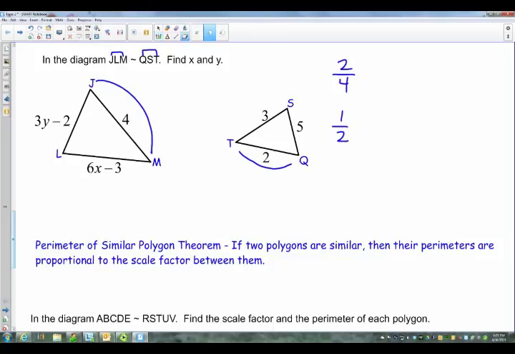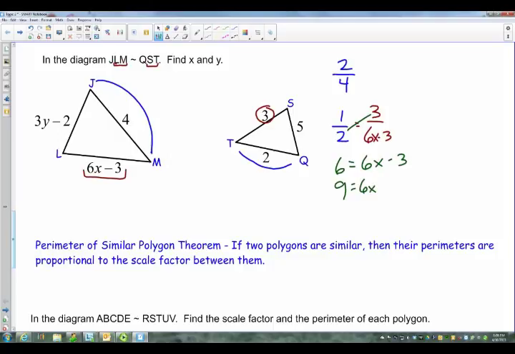So the first one I'm going to work on is this x. LM is 6x minus 3, and LM are the last two, which means they are similar to ST, and ST is 3. Now remember, since we put 2 in the numerator in our scale factor, the 3 has to go in our numerator in our problem. So I've got 3 over 6x minus 3, and now we just solve. When you cross multiply, you end up with 6 equals 6x minus 3. Add 3 to both sides, you've got 9 equals 6x, which means after you divide, x equals 9/6 or 3/2.